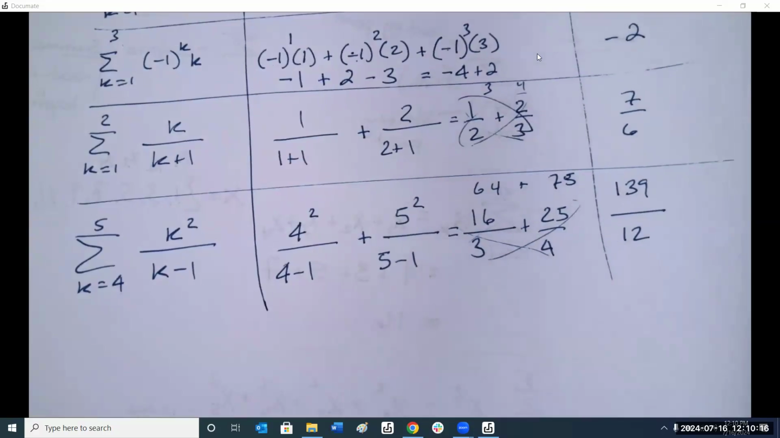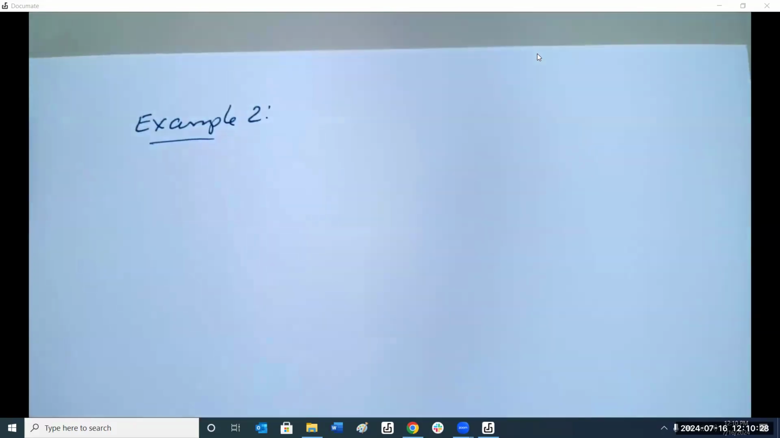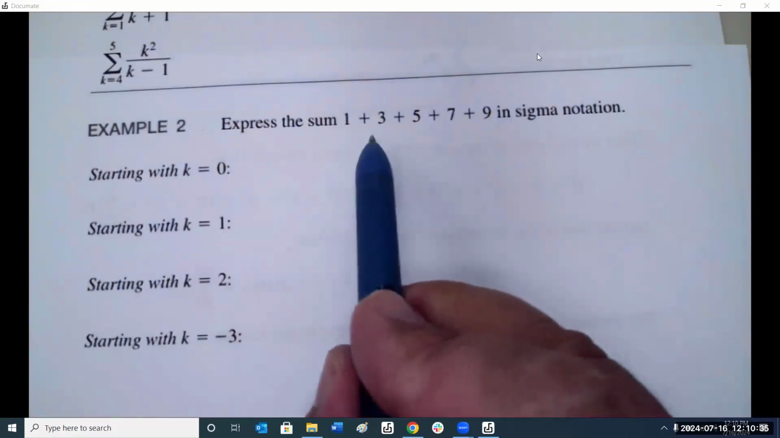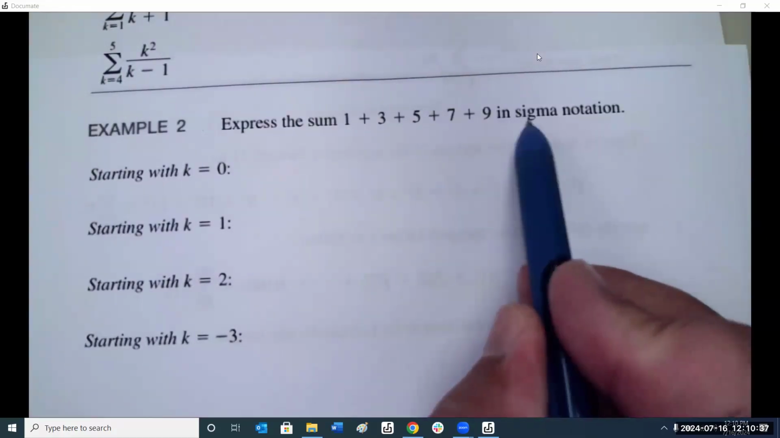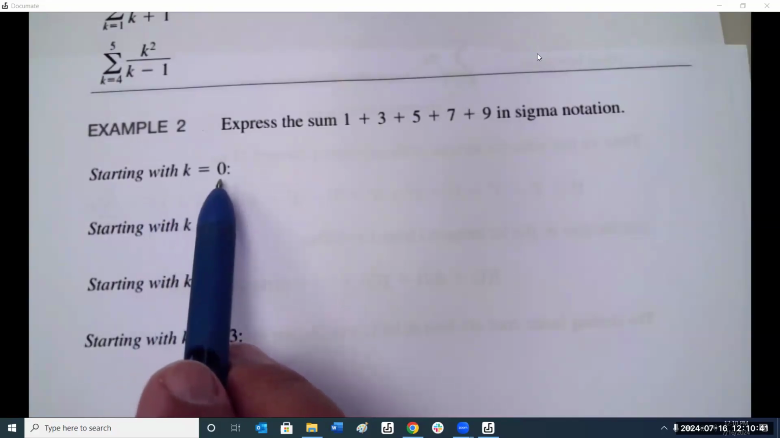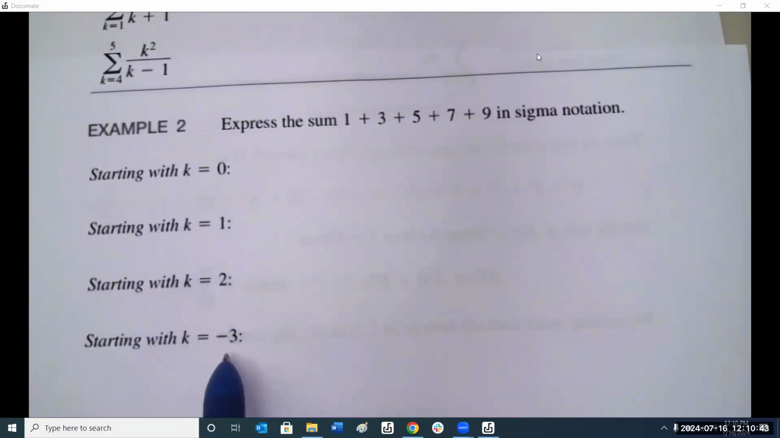All right, let's look at example 2. Now we've got to do a little bit more work. This is example 2. Express the sum of 1, 3, 5, 7, 9 in sigma notation, starting at k equals 0, k equals 1, k equals 2, and k equals -3.